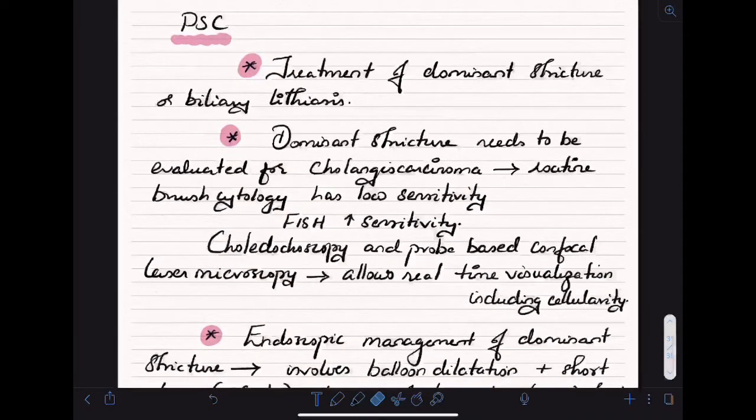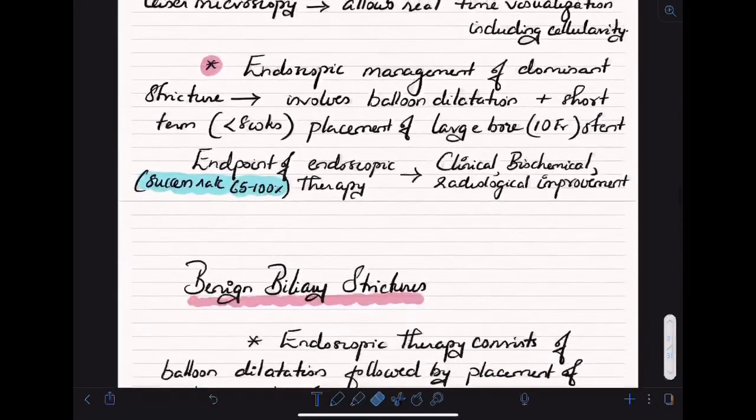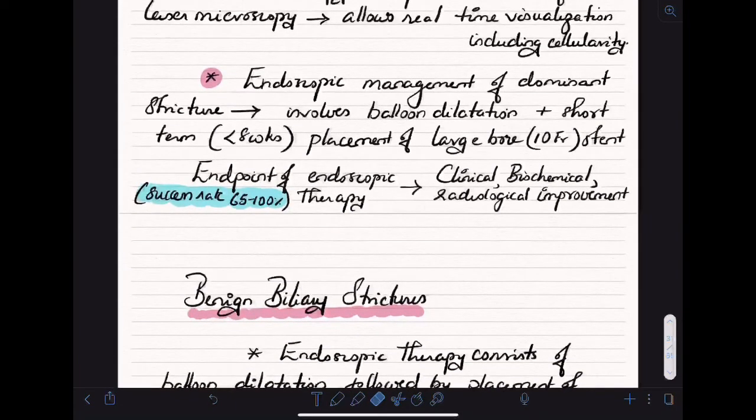PSC: treatment of dominant stricture or biliary lithiasis. A dominant stricture needs to be evaluated for cholangiocarcinoma. Routine brush cytology has low sensitivity and FISH increases the sensitivity. Cholangioscopy and probe-based confocal laser microscopy allow real-time visualization, including cellularity. Endoscopic management of dominant stricture involves balloon dilatation plus short-term, that is less than 8 weeks, placement of a large bore 10 French stent. The endpoint of endoscopic therapy is clinical, biochemical, and radiological improvement. The success rate for this is 65 to 100%.